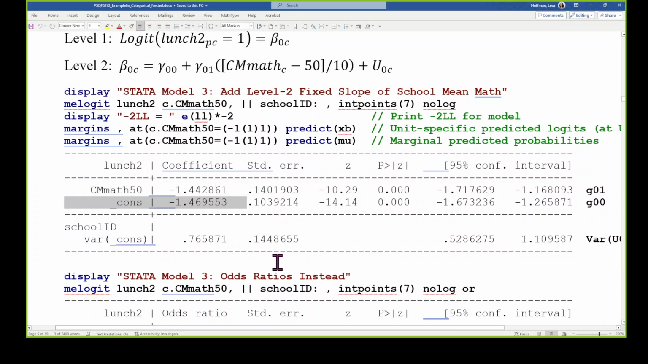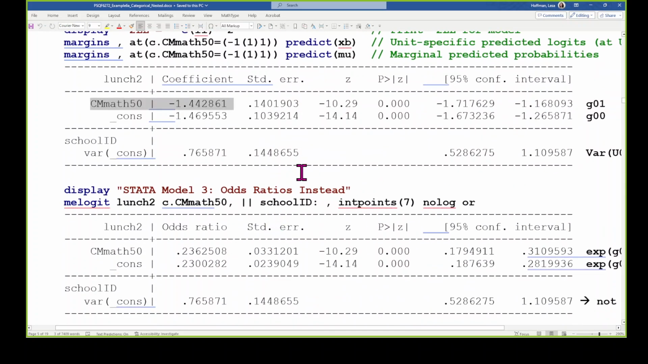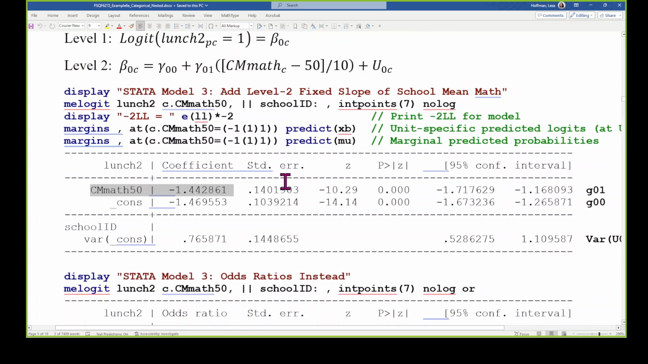The constant is my fixed intercept in logits. So that's the expected logit of the probability of getting free lunch for a school that has a random intercept of 0 and a school where the mean math is 50. So doubly conditional. I asked for some extra pieces of output here to clarify some stuff.